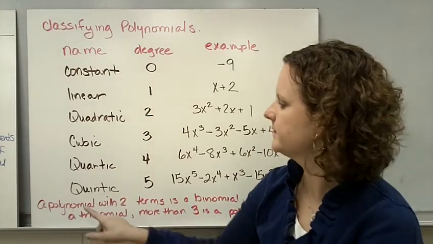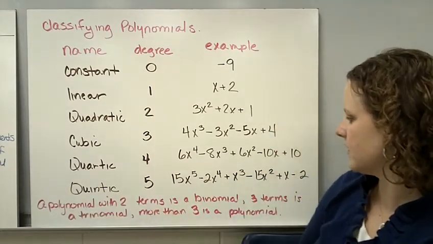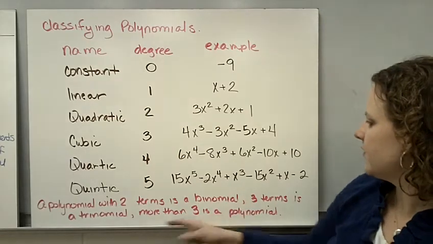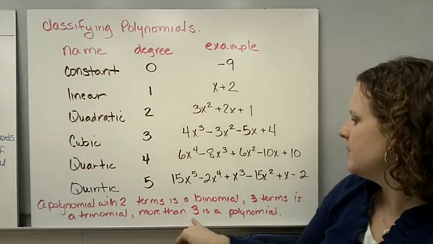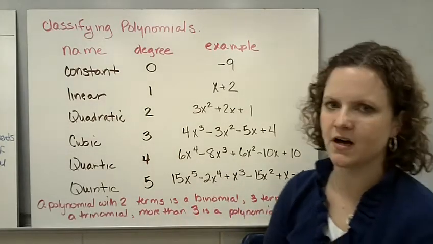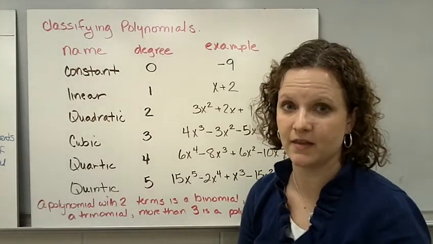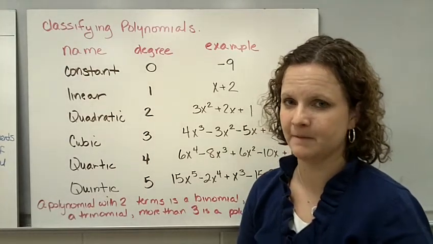And very important, a polynomial with 2 terms is a binomial. 3 terms is a trinomial. More than 3 terms, we just call a polynomial with however many terms. Okay?